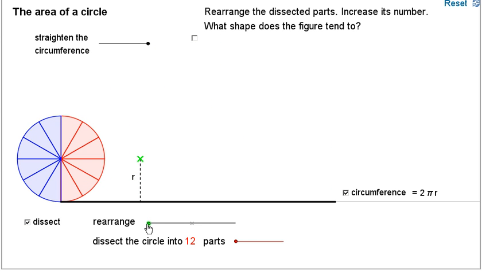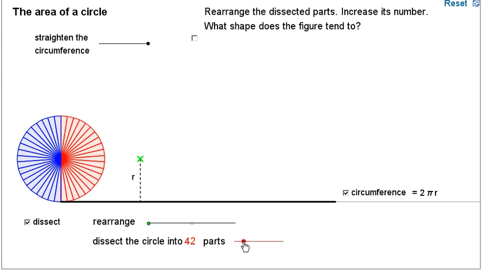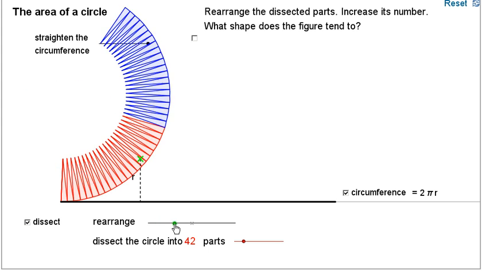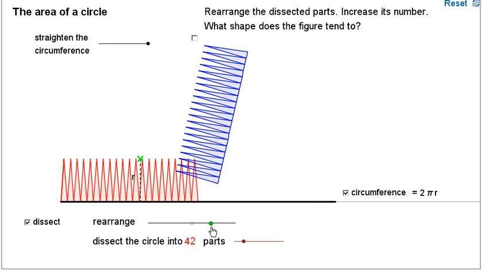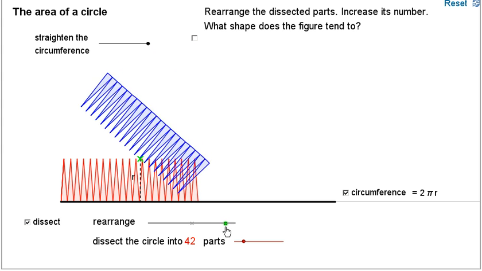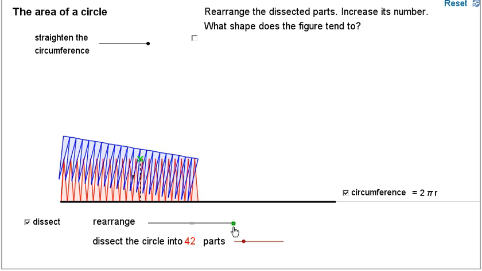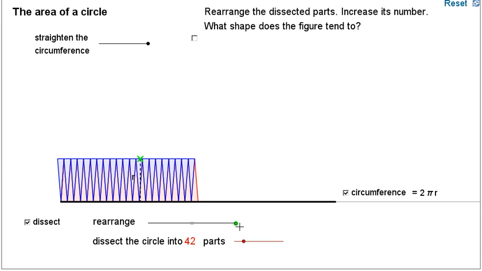Now I know you might be thinking that doesn't exactly look like a parallelogram, but what we can do is divide it up into even more parts. So here's 42 parts, and as I do that, let's see what happens as I rearrange it. It starts to look like a comb, and notice how it looks now compared to the last rough parallelogram I drew you.